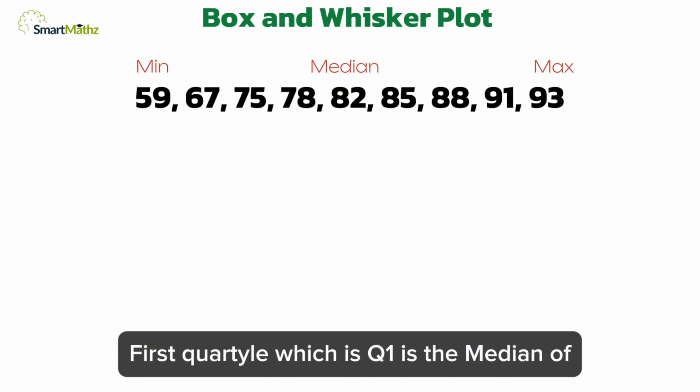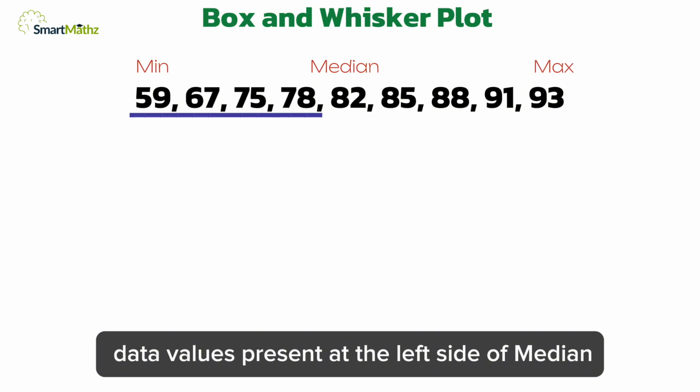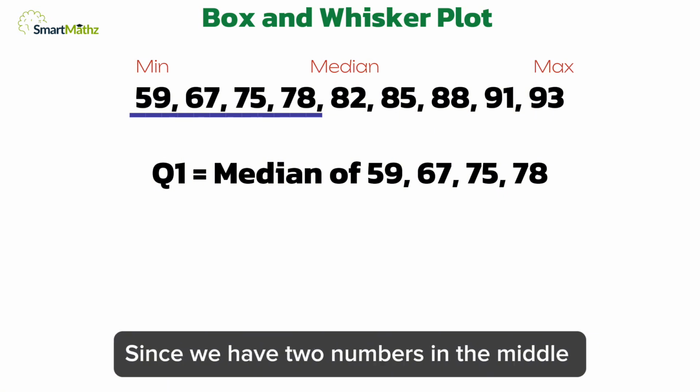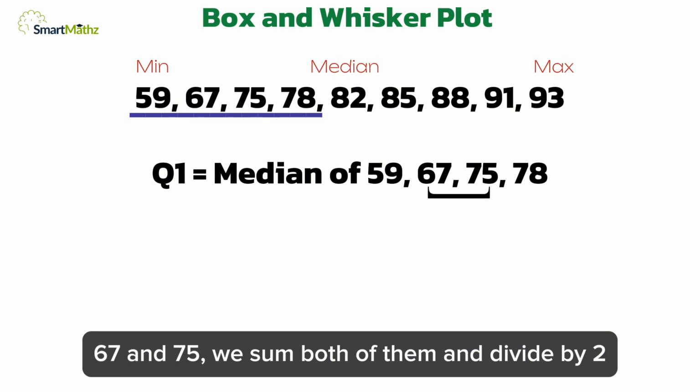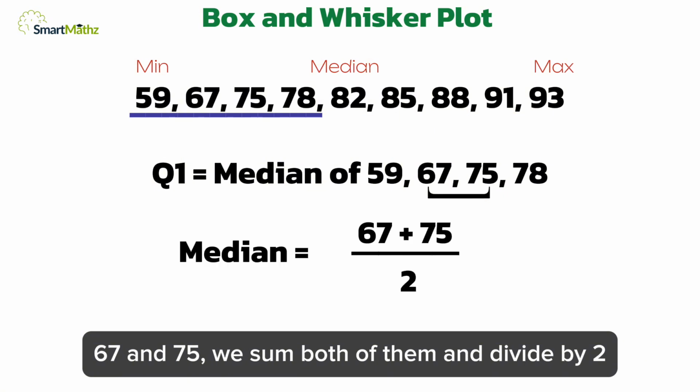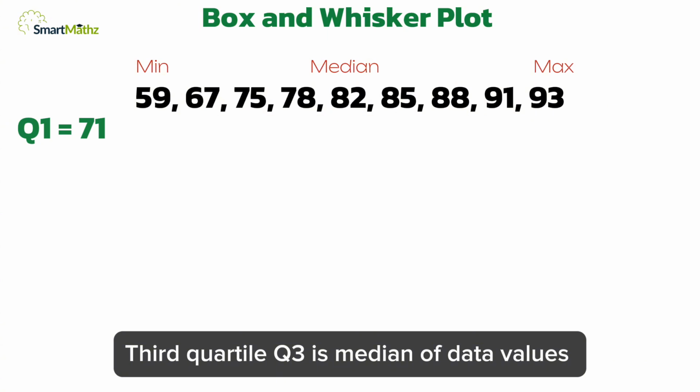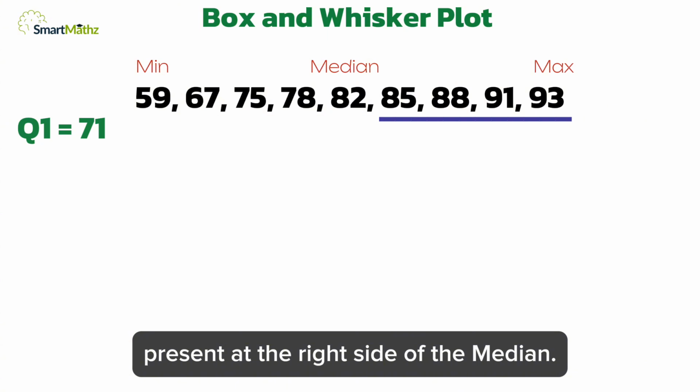First quartile, which is Q1, is the median of data values present at the left side of the median. It is the median of 59, 67, 75, and 78. Since we have two numbers in the middle, 67 and 75, we sum both of them and divide by 2. The result is 71.